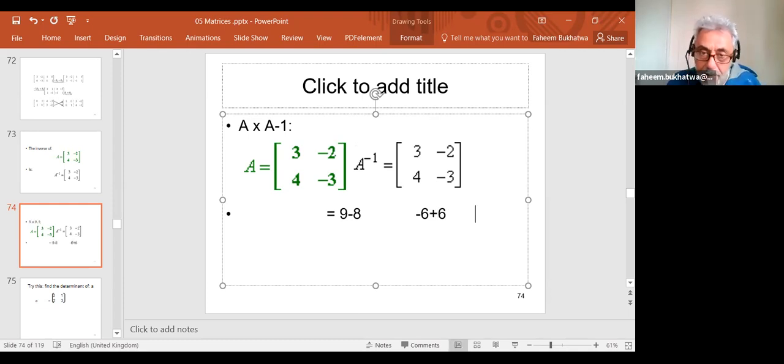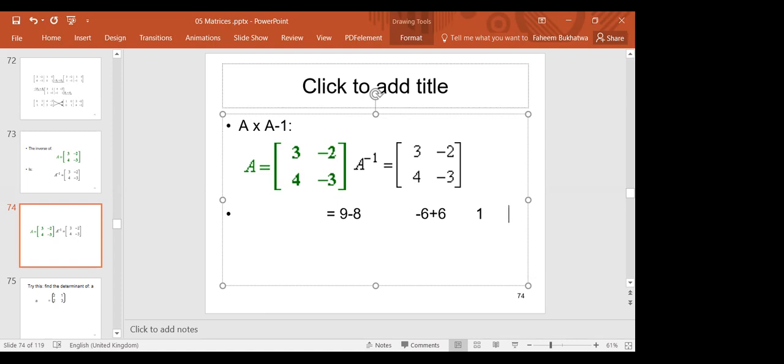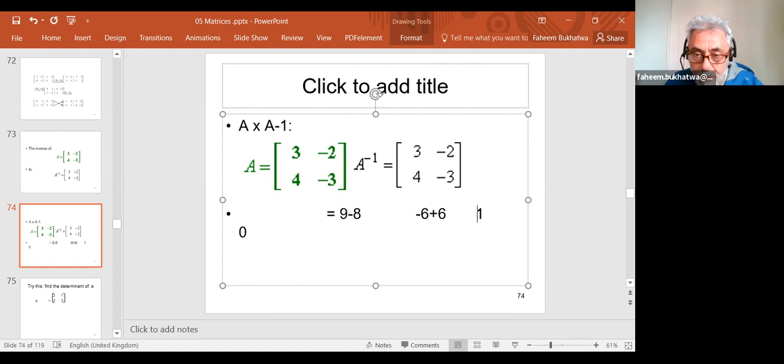I'll do it again. So that's 9 minus 8 is 1, and the -6 plus 6 is a 0. So I'll put the brackets later, right, guys? Okay. Now the next column, the next operation, the next row. So here it is. These are the two.